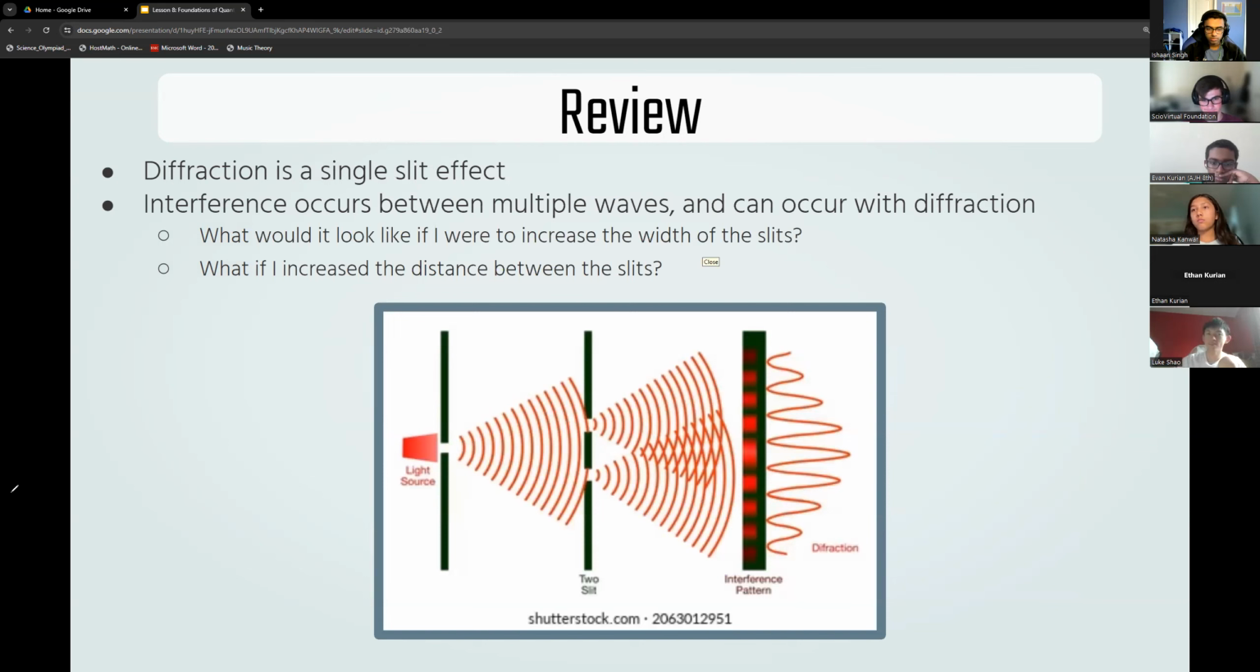Interference occurs between multiple waves, and one way to get this is through double slit diffraction. If you increase the width of the slits, what would happen? And what if you increase the distance?